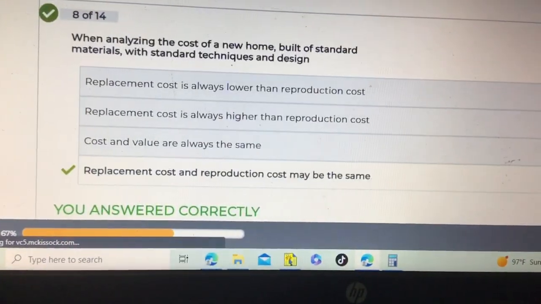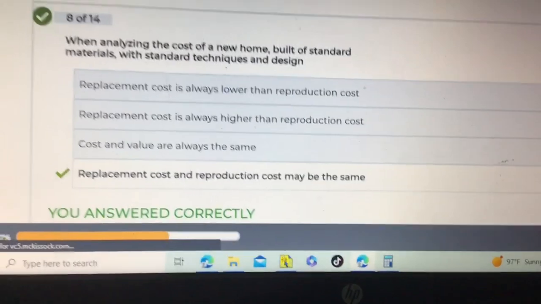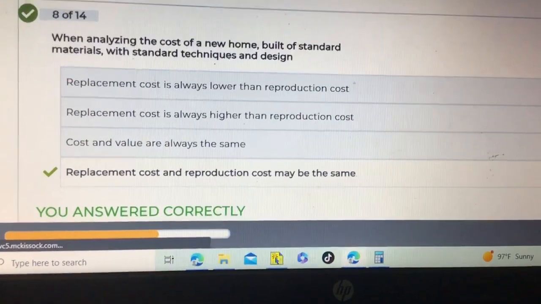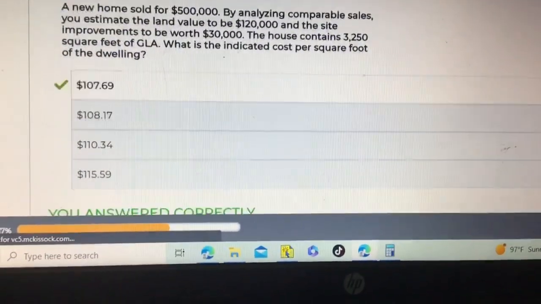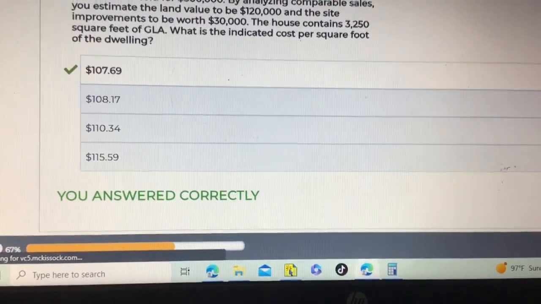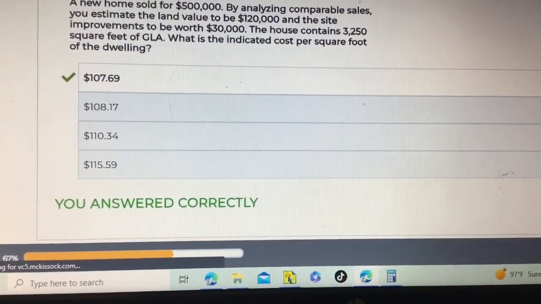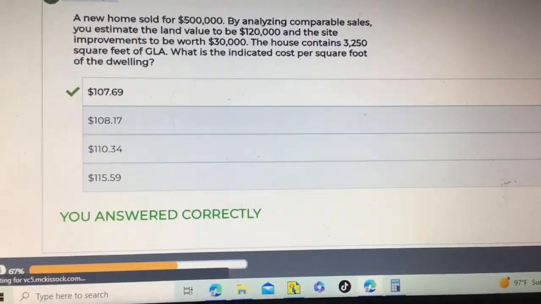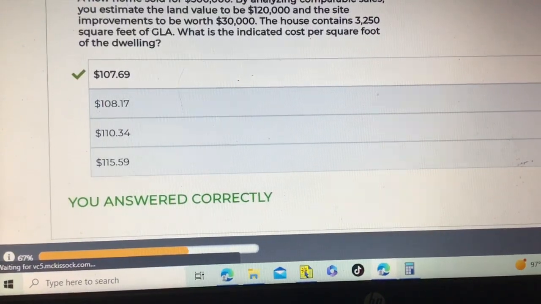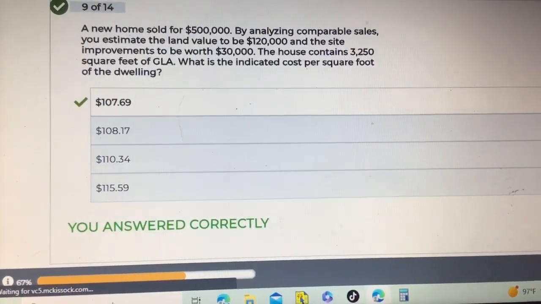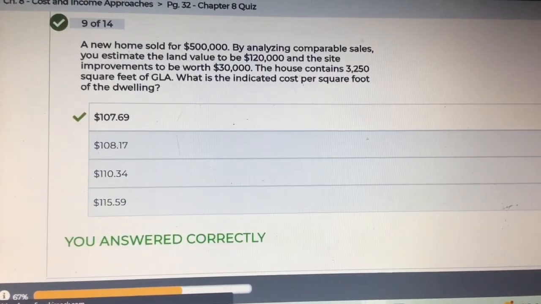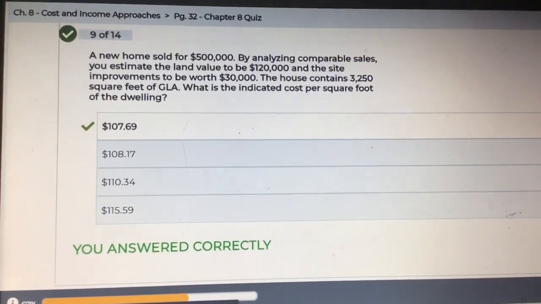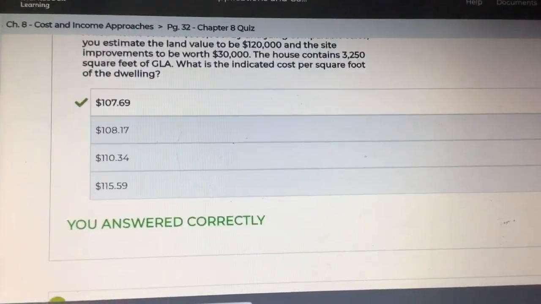Number 8, when analyzing the cost new of a home built of standard materials with standard techniques in design, you said replacement costs and reproduction costs may be the same. That's correct. Number 9, a new home sold for $500,000. By analyzing comparable sales, you estimate the land value to be $120,000 and the site improvements to be worth $30,000. The home contains 3,250 square feet of GLA. What is the indicated cost per square foot of the dwelling? You said $107.69. That was correct. So I believe this one was the 3-phase one. Kind of like it either leaves you a percentage or a cost per square foot. And you got it right.